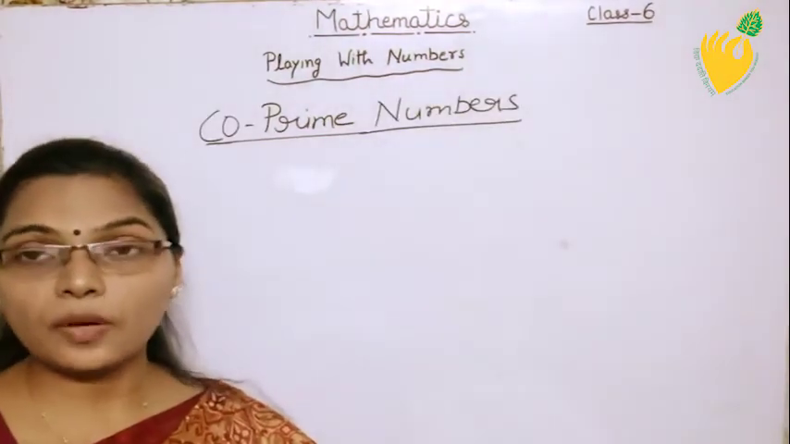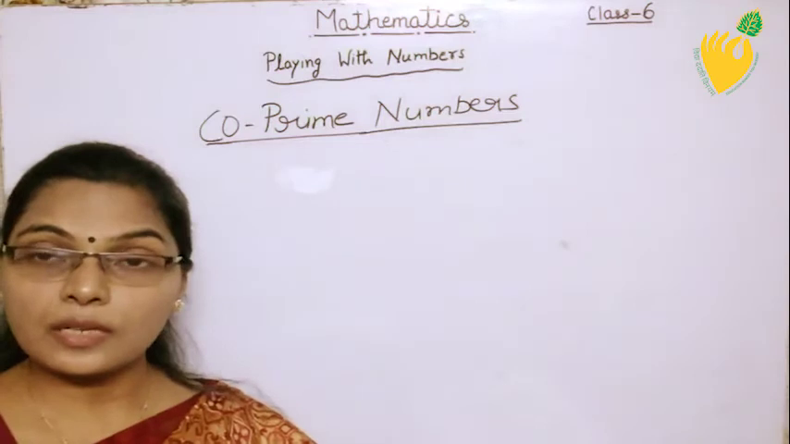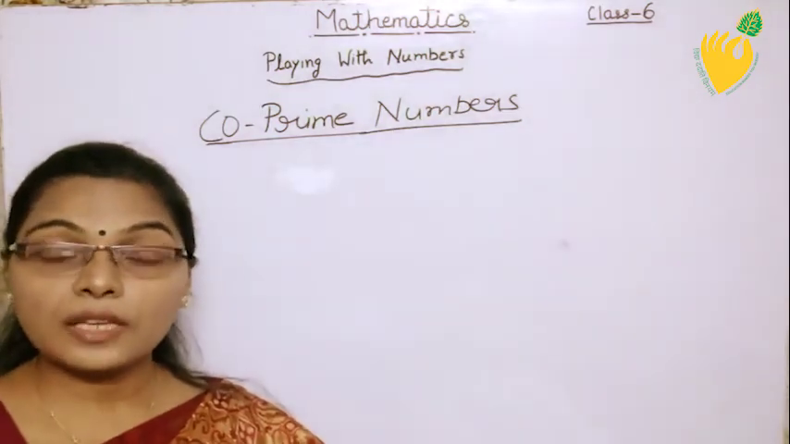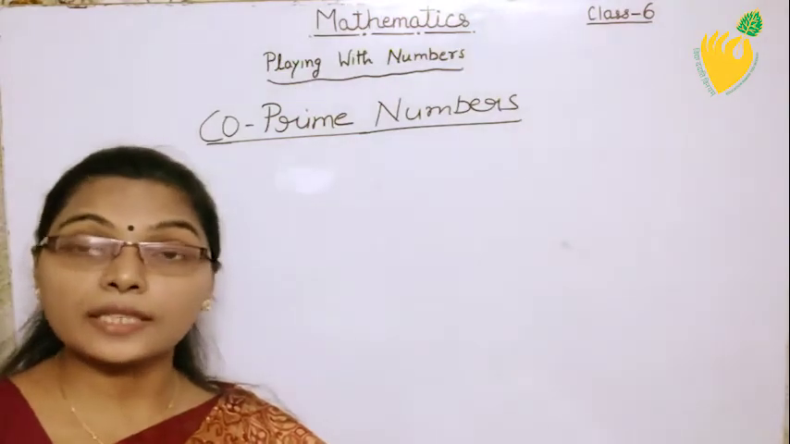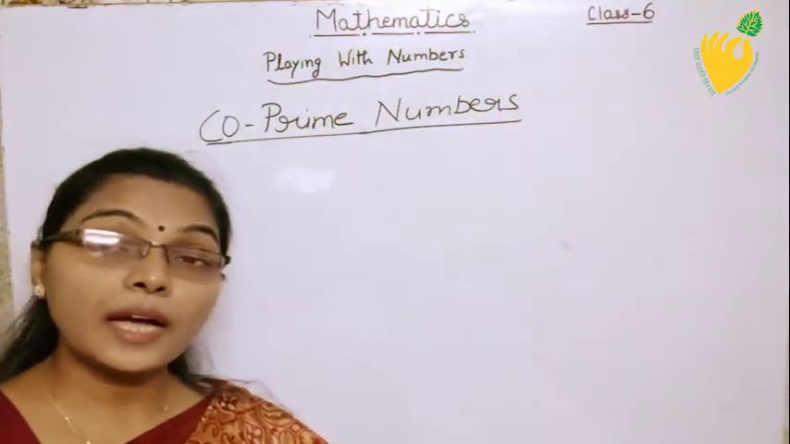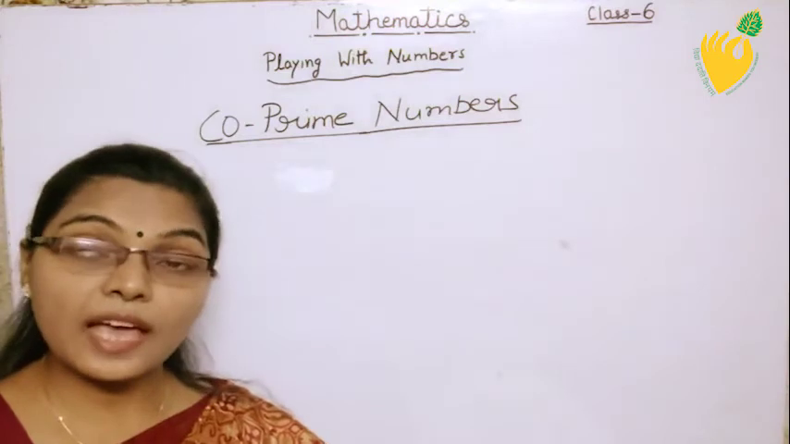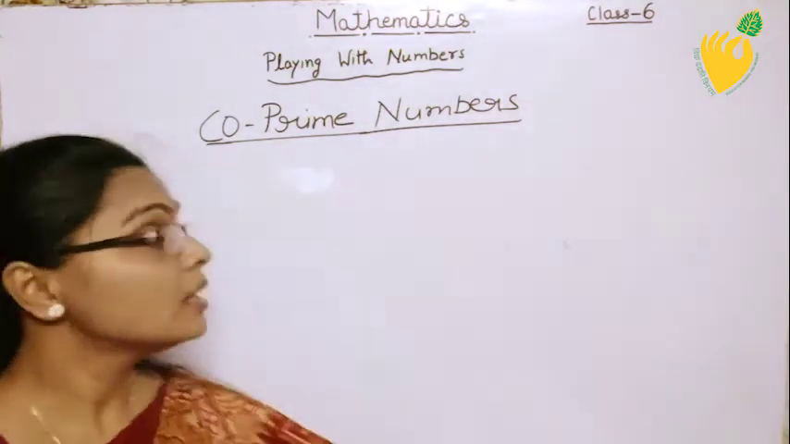Now co-prime numbers. What are co-prime numbers, students? A pair of numbers which do not have any common factor other than 1. What do you mean by other than 1, students? It means they have the common factor only 1.